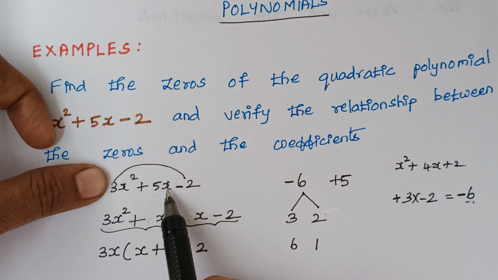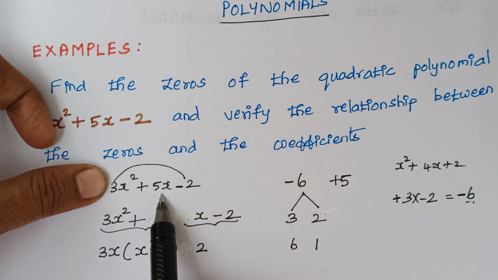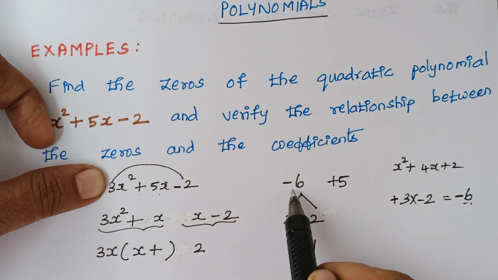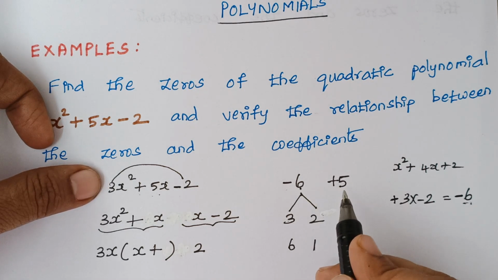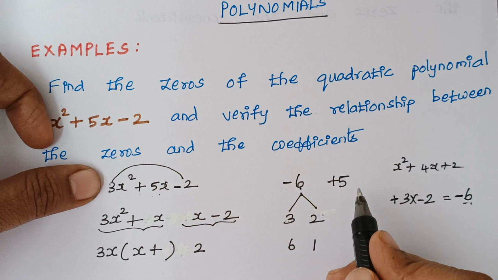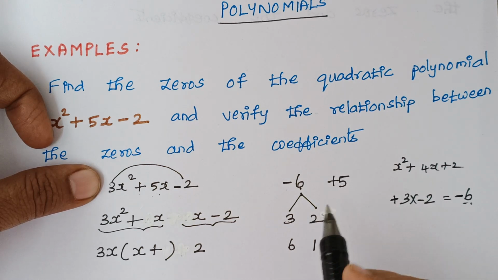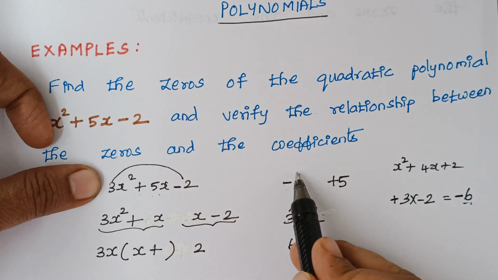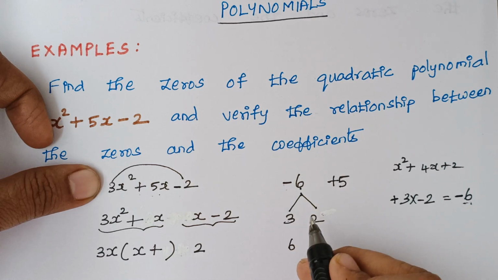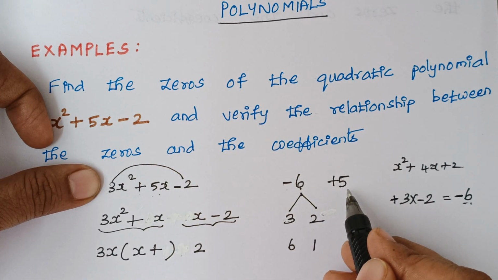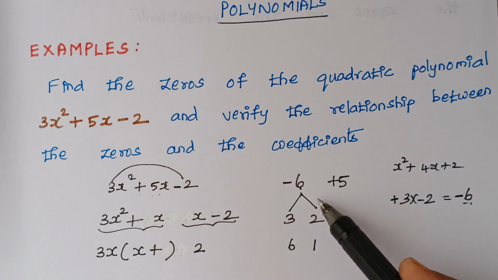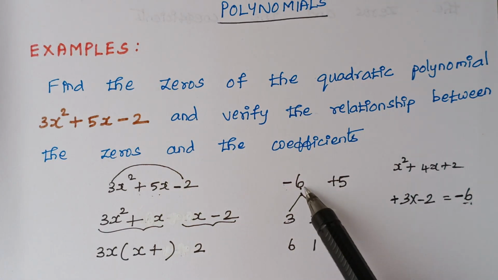Then here the coefficient of x is 5, right? And that too this is plus 5. So I am writing here minus 6 and plus 5. You have to find two numbers such that when they are multiplied, you have the answer minus 6, and when you add those two numbers, you get the answer plus 5. Right.